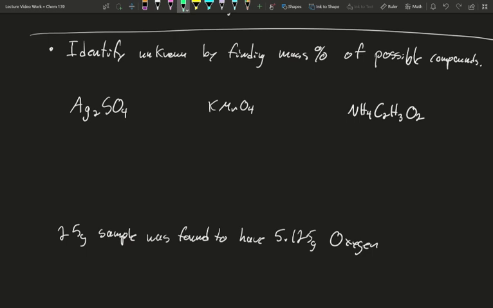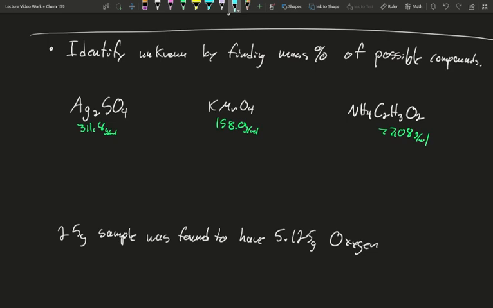First thing first, what's my molecular mass? If I'm going to figure out my percentages for each of these from a formula, I can use a molecular mass and the mass of the elements in the formula to figure that out. So for my silver sulfate, two silvers and a sulfate, this is going to be 311.8 grams per mole. For my potassium permanganate, it's 158.0 grams per mole. And for my ammonium acetate, it's 77.08 grams per mole. Let's then identify it for each element.